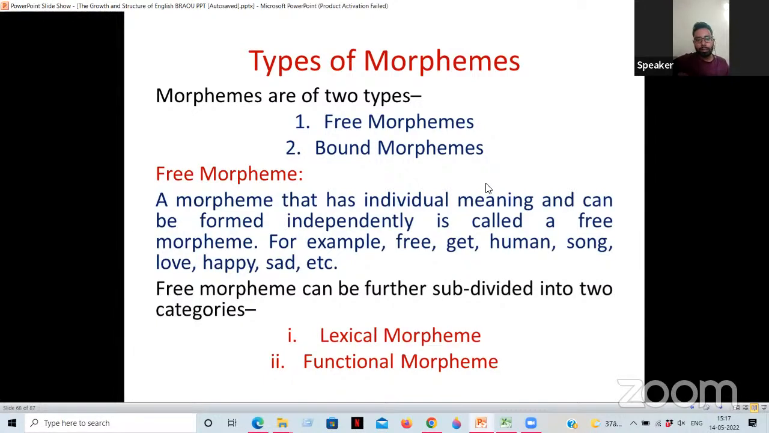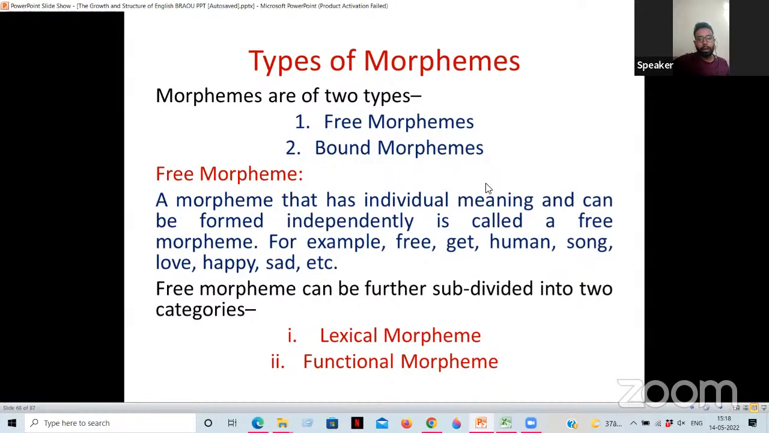Okay. This type of morphemes are called free morphemes because they do not depend on anyone. Now these examples are free, get, human, sung, love, happy, sad, etc. Do they ever depend on anything else? No. They stand alone, they have their own meaning, and they do not depend on anything else.